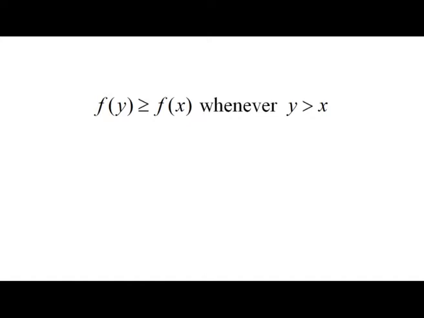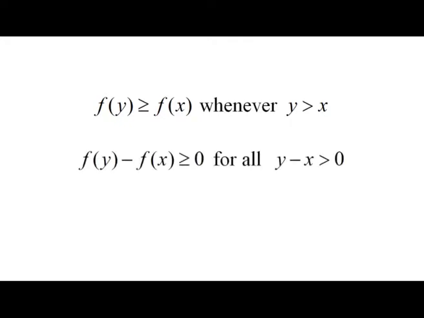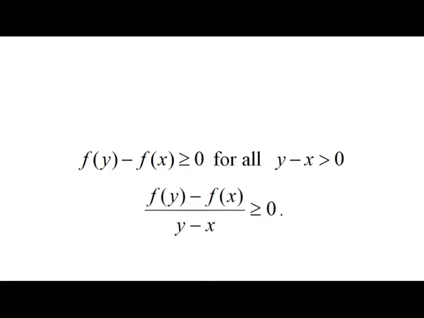If f is increasing on (a, b), then for any x and y in the open interval (a, b), we have f(y) ≥ f(x) whenever y > x. That is, f(y) − f(x) ≥ 0 for all y − x > 0. That is, (f(y) − f(x))/(y − x) ≥ 0.